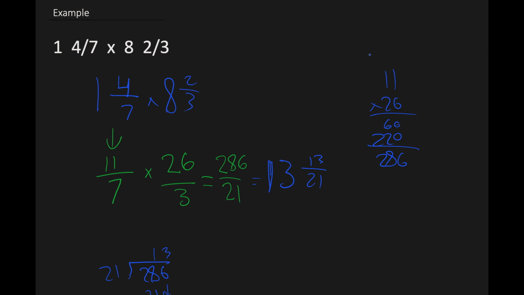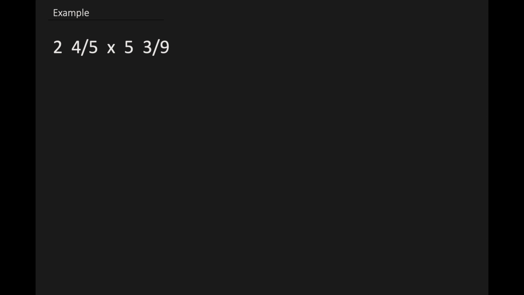So 1 4/7 times 8 2/3 equals, let me get a bigger marker, okay, 13 and 13/21. Okay, so let's do the next problem.